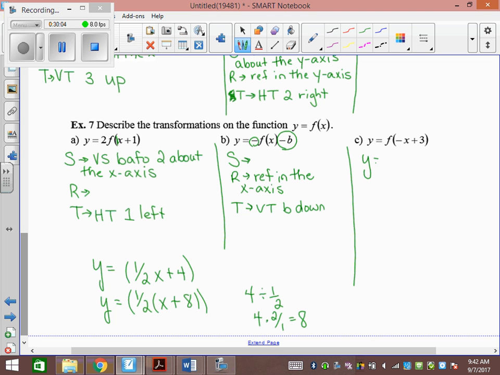So we have y equals f, take out the -1, x minus 3. So we have, that's all with the x, right? So we don't have any stretches. We have a reflection in the y-axis. And we have a horizontal translation 3 right. So now we'll go to example 9.